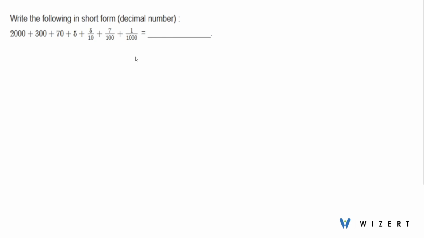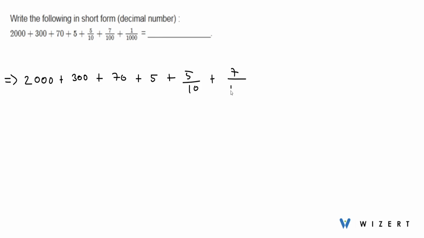According to the question, we have to solve the given expression. So the expression is 2000 plus 300 plus 70 plus 5 plus 5 upon 10 plus 7 upon 100 plus 1 upon 1000. So 2000 plus 300 will give us 2300. 2300 plus 70 will become 2370, and 2370 plus 5 will become 2375.